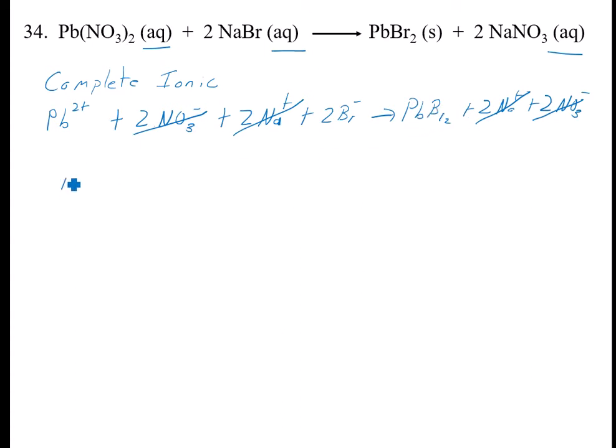So the net ionic is basically everything I didn't cancel out. So I have Pb 2 plus plus 2 Br minuses goes to form PbBr2. Now, this one, not all the coefficients were the same, so I don't have to divide by anything, and I am done with this problem. That is the answer. And I'm done with this video.